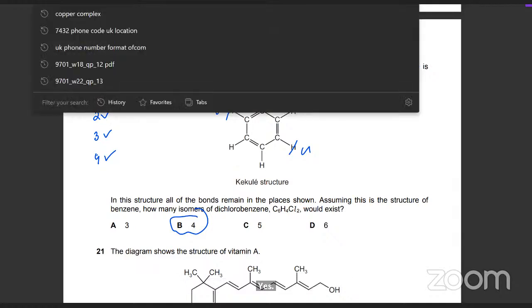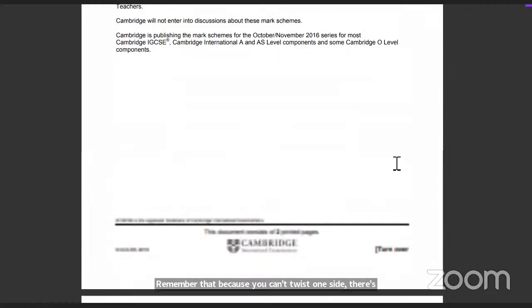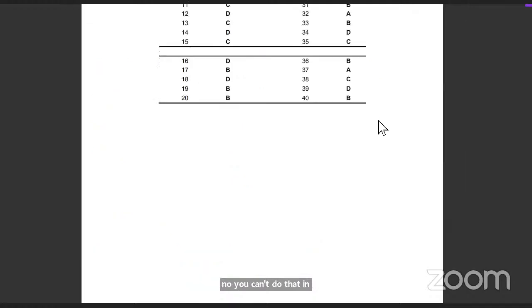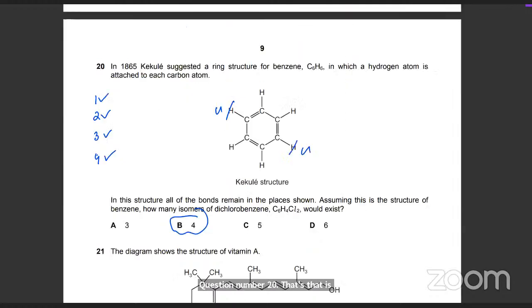But let me just double check this one. In cyclic structures, you don't have cis-trans isomers. Remember that, because you can't twist one side. You can't do that in a cyclic structure. Question number 20, that is B. And B is 40, that's fine.